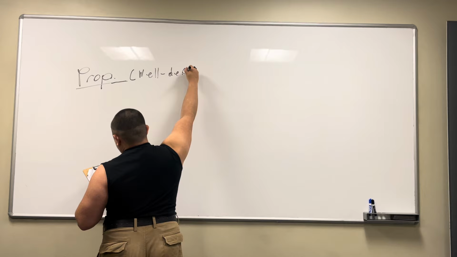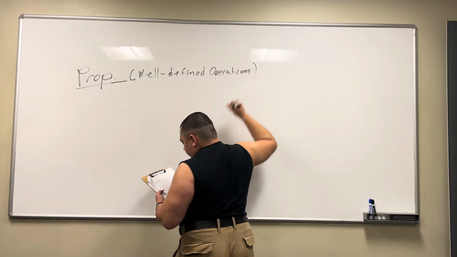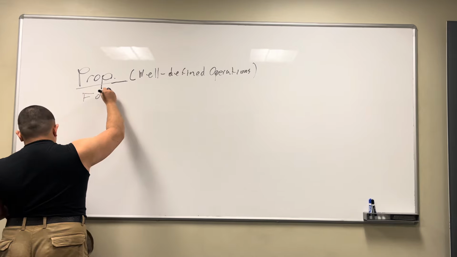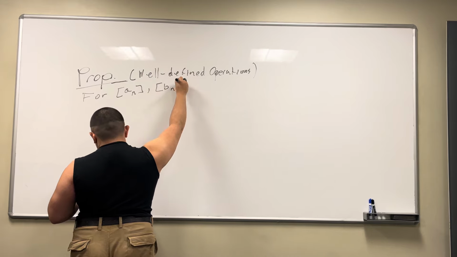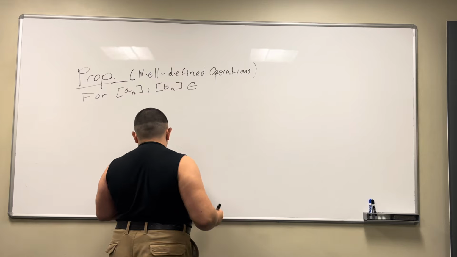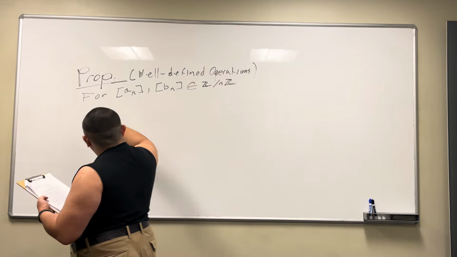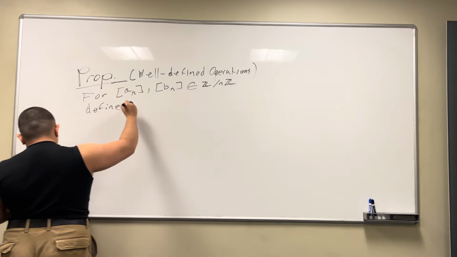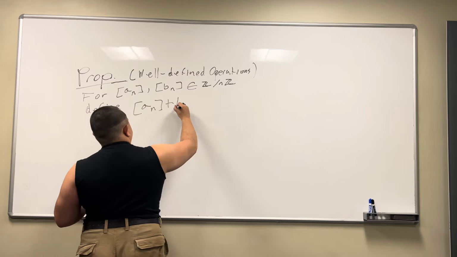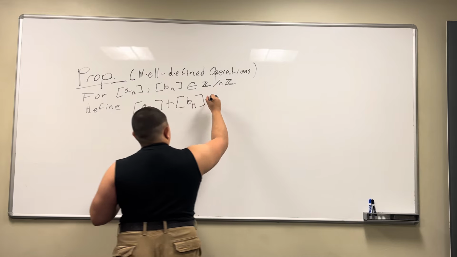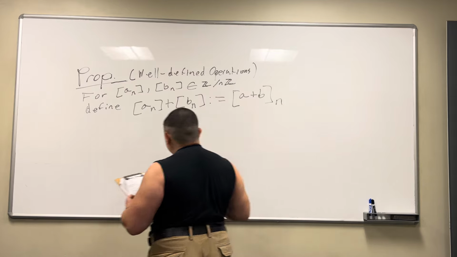Well-defined operations. So, for each of these residue classes that we have here, A and B, within the set of all residue classes, we define residue class of A plus residue class of B to be equal to the residue class of A plus B.